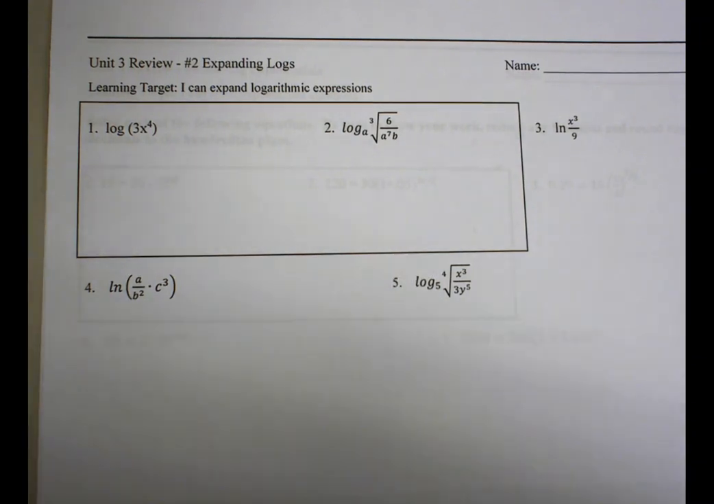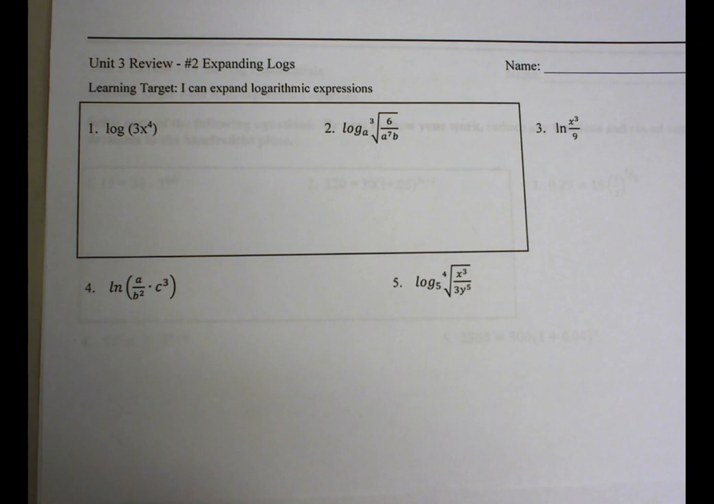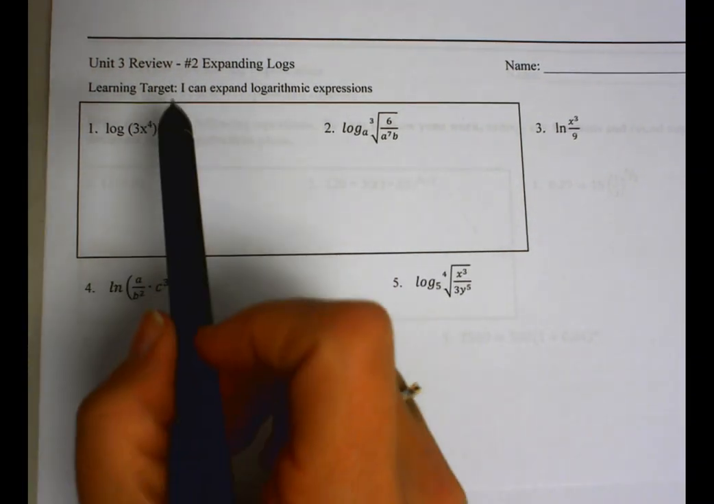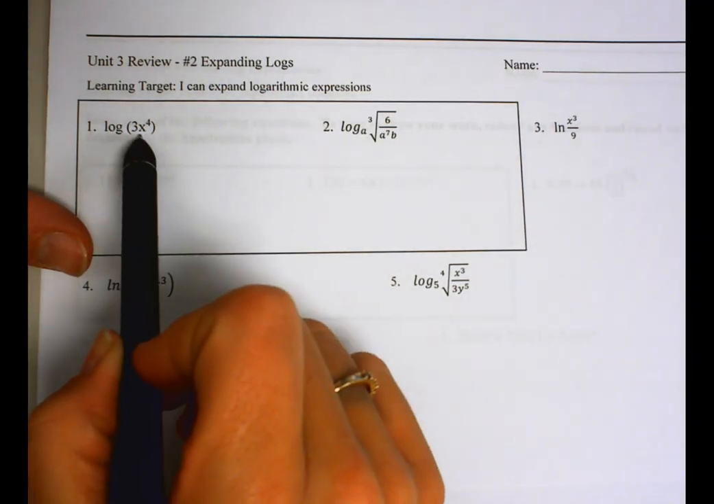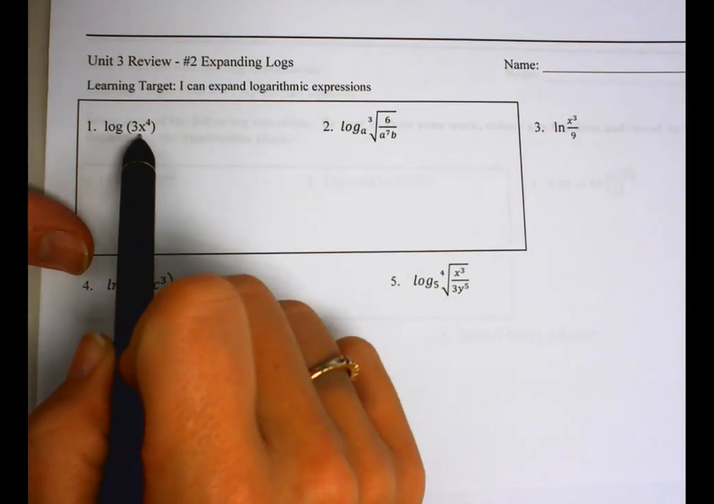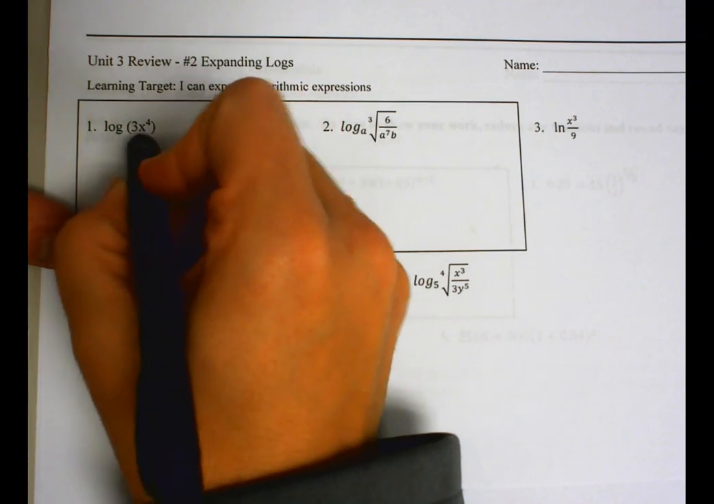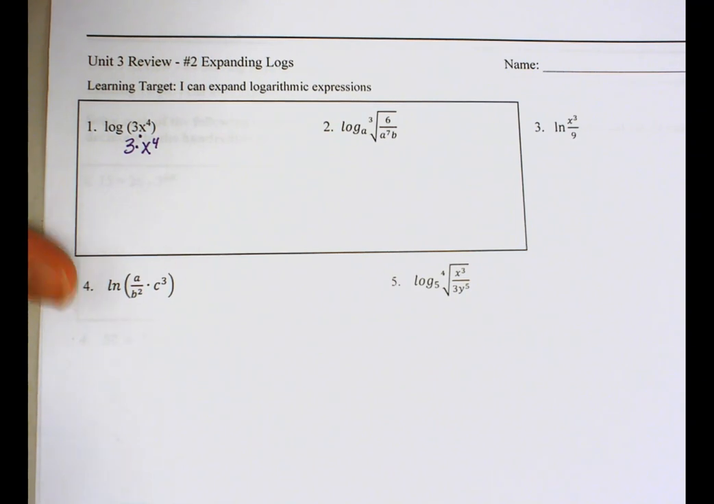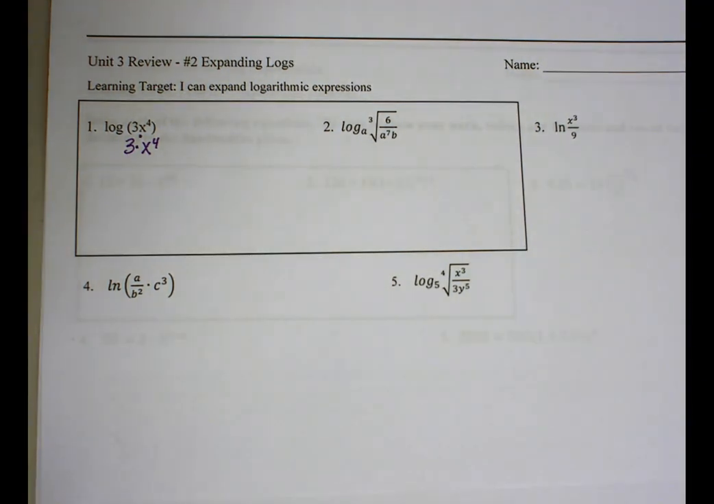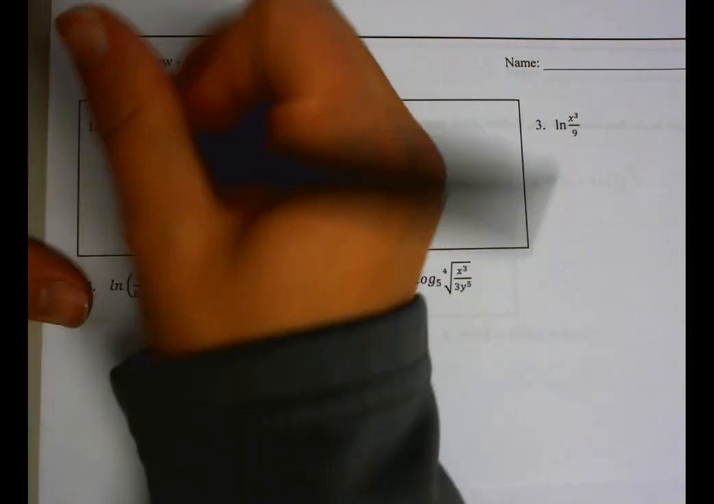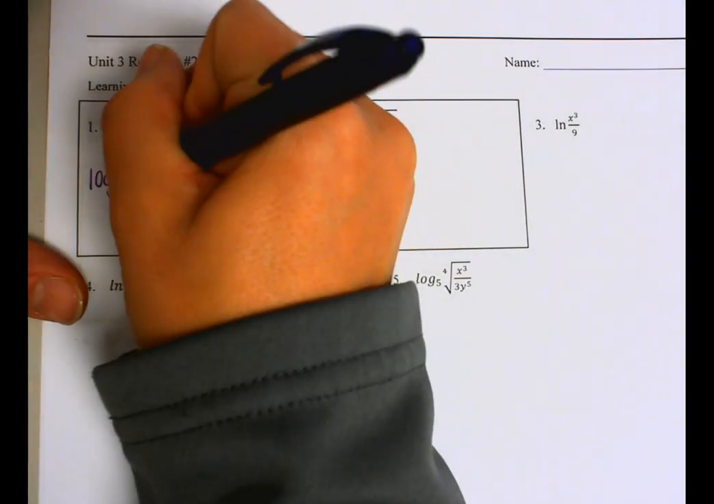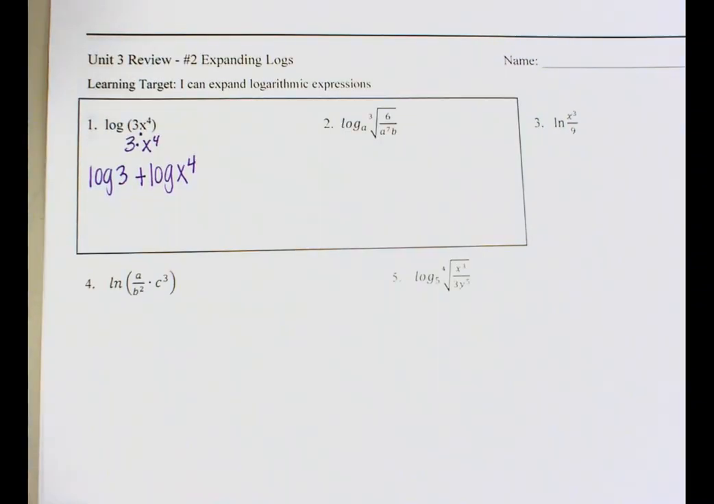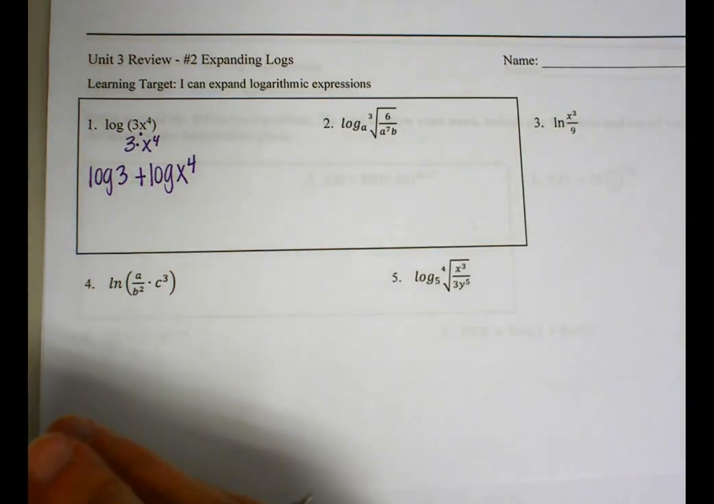All right, so this video is to go over section 2, which is expanding logs. So we'll look at number 1 and number 2. When I'm looking at what's inside of this log, I want to look at what can be separated, or what operations are taking place. Right now, this 3x to the fourth, we can think of as 3 times x to the fourth. So it's being multiplied, which by our log properties tells us that we're adding 2 logs together. So this I could separate as log of 3 plus log x to the fourth, since those were the 2 things being multiplied together, I can separate those by addition.